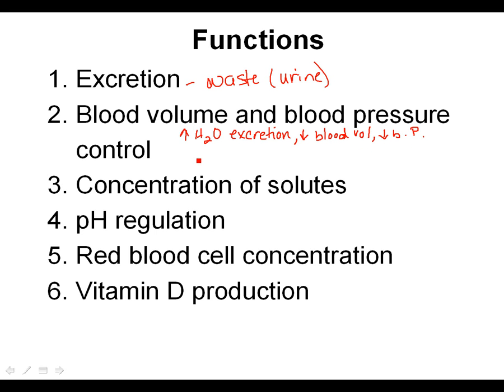Okay, the opposite is true if you decrease the water excretion. If you decrease the water excretion, the urine is going to be very concentrated. It's going to be a dark yellow color. So if you decrease the amount of water that's lost in the urine, that means there's more water put into the blood's volume. So that increases the blood's volume.